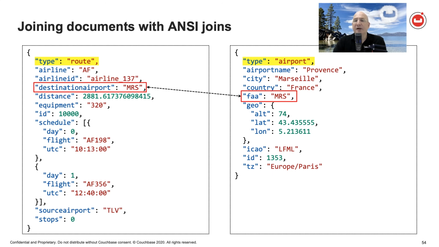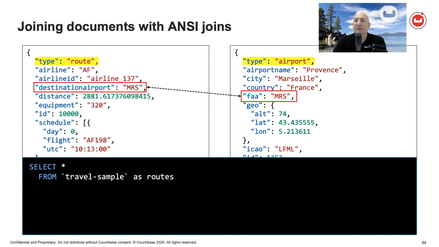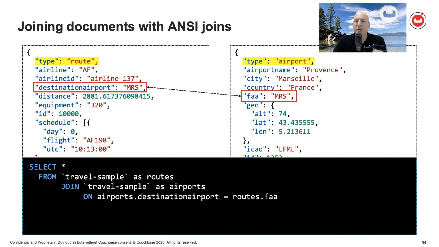You start with selecting the documents on the left side. So let's give it an alias route. Then you join it with the right side. Notice that since both sides are from the same bucket, we use the same bucket in the join, but give it a different alias, the alias airports. Then we specify the join condition, just like in SQL. We join the destination airport in the route documents with the FAA field in the airports documents.